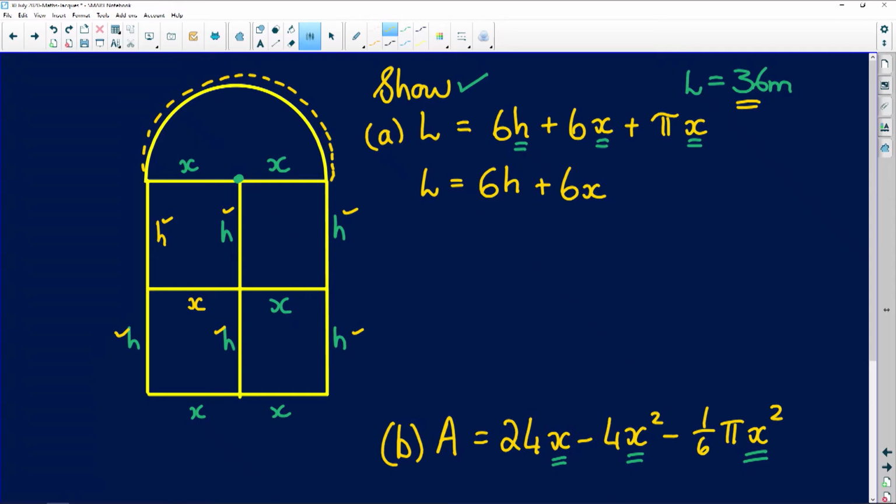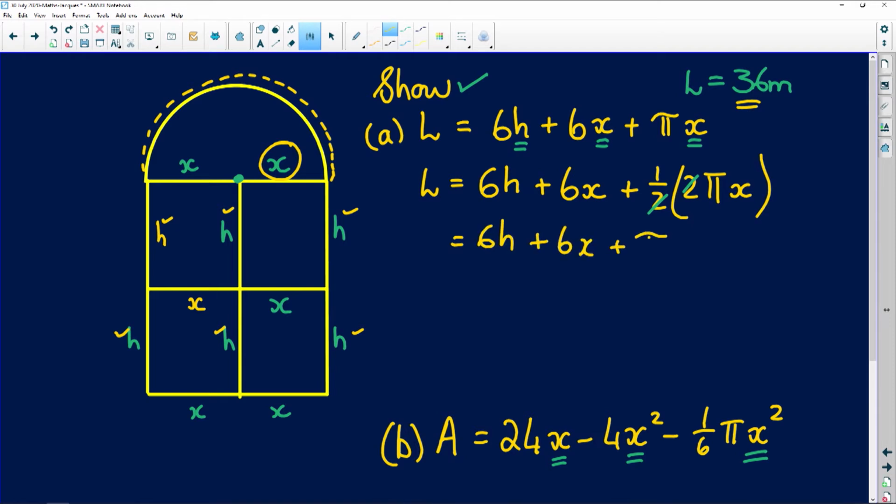So what is that semicircle going to be? The full circle is 2 pi r, so the semicircle is half of that. So it will be half of 2 pi r, and r is the radius x. We can see nicely that the 2's take care of each other, and we have 6h plus 6x plus the pi x at the end, which is exactly what they told us it would be.